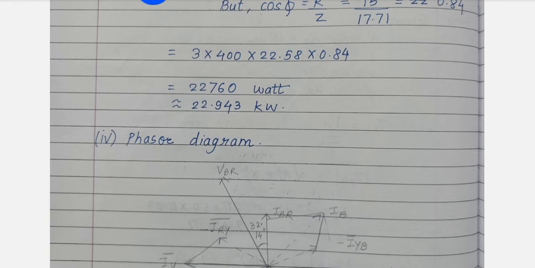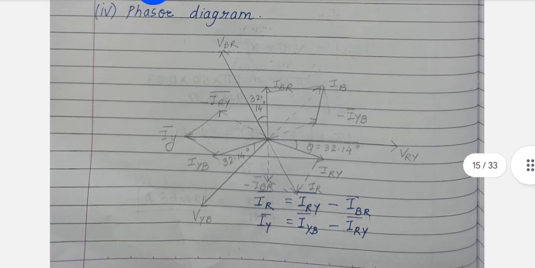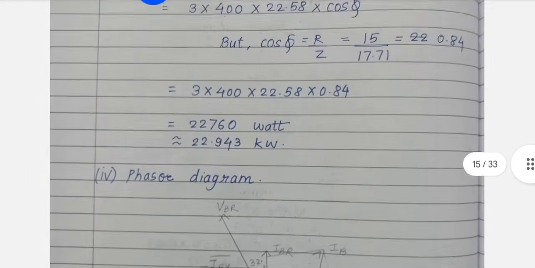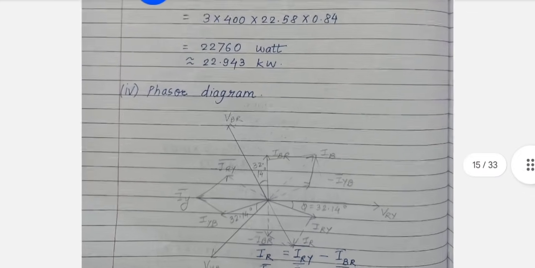You will get the power consumed, and the last is your phasor diagram. What you can do for the phasor diagram? The same thing you have to make. Just what you have to do, you have to mention, as here it is inductive, right? It is mentioned for inductance, so you have to show the current is lagging, and you have to show phi. What is phi? It is 32.14 degree. So you have to mention that, nothing else. This is your phasor diagram if asked.